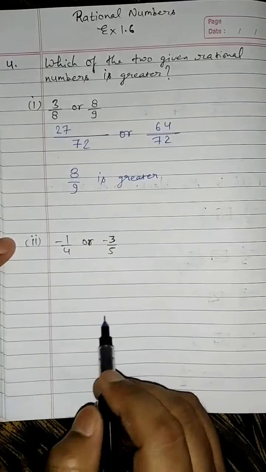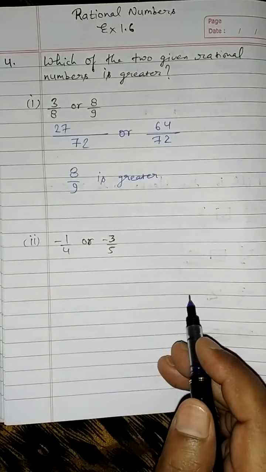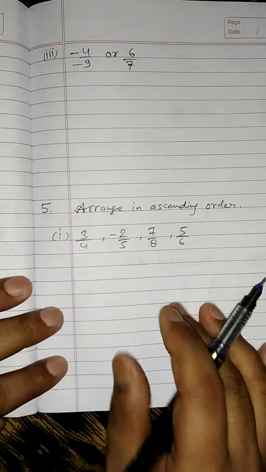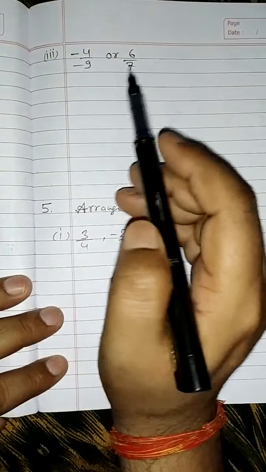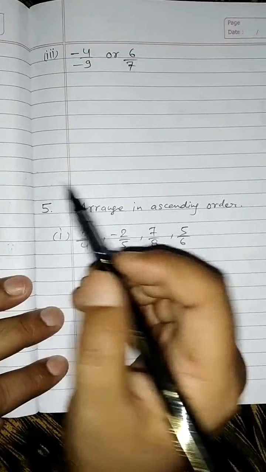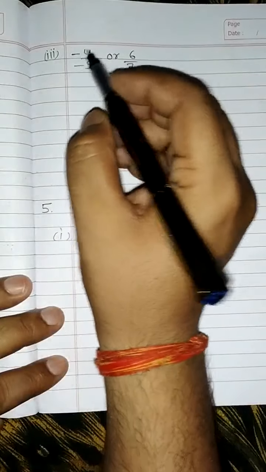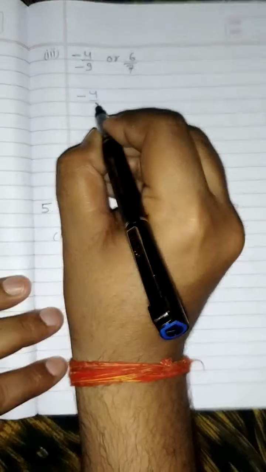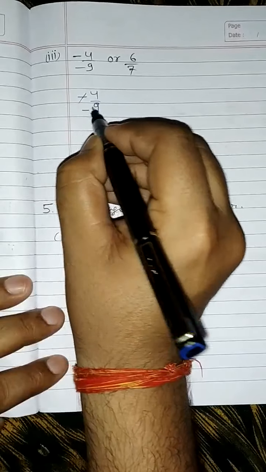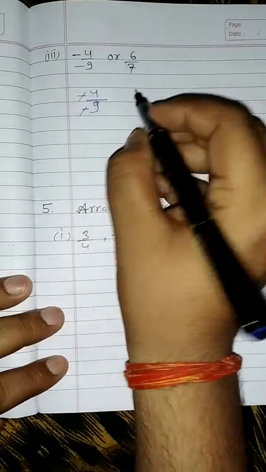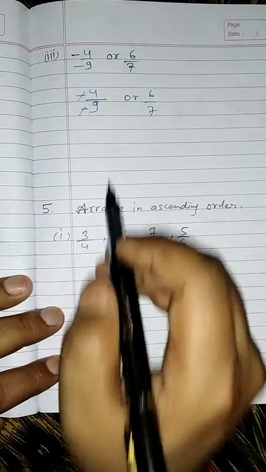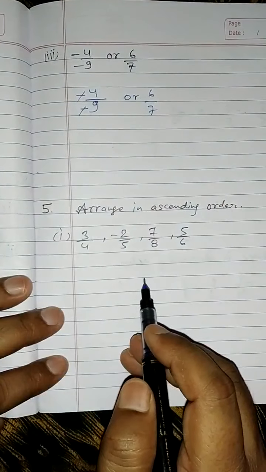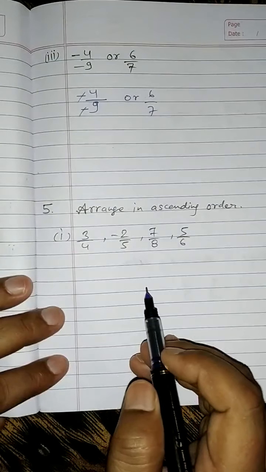Again you will take the LCM and do like this. Okay. I am solving one more part for you. Here in this case, we have minus 4 upon minus 9 or 6 upon 7. If we cancel these two negatives, then 4 upon 9 is a positive rational number and 6 upon 7 is also a positive rational number.